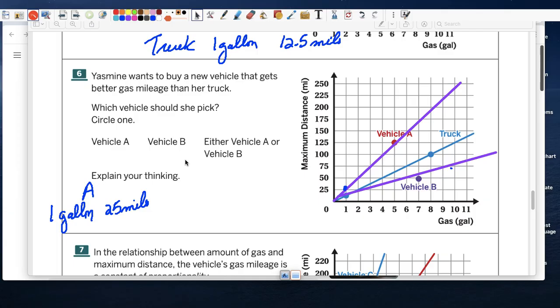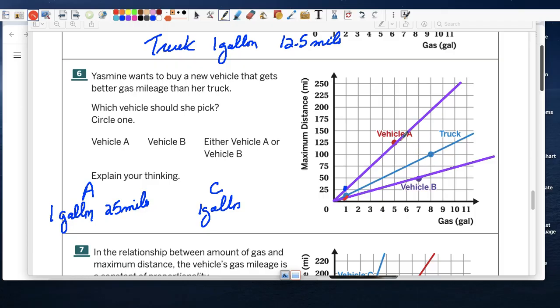And in vehicle C, if I drew that line, it looks like 1 gallon. Let's switch. 1 gallon gives me, I don't know what that is. Let's move this line. Looks like 1 gallon gives me this amount, and I don't know what that amount is. I'm not going to guess. It's not a number that I can tell you exactly. But I know it's less than whatever the truck gave us, which was 12 and a half, I believe.